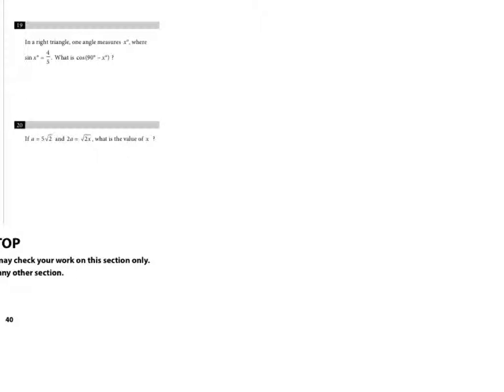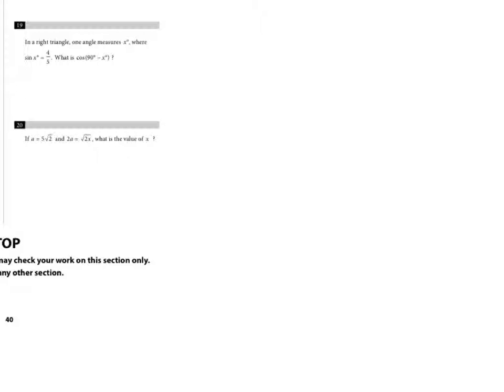All right, let's look at number 19 now. In a right triangle, one angle measures x degrees, where sine of x equals 4 over 5. What is cosine of 90 minus x? Before we answer this question, let's make sure we know what sine, cosine, and tangent mean.